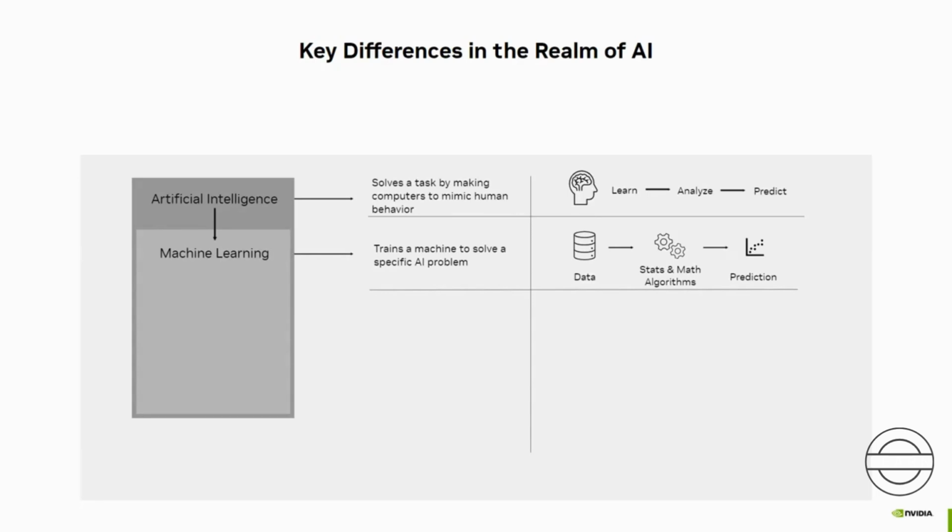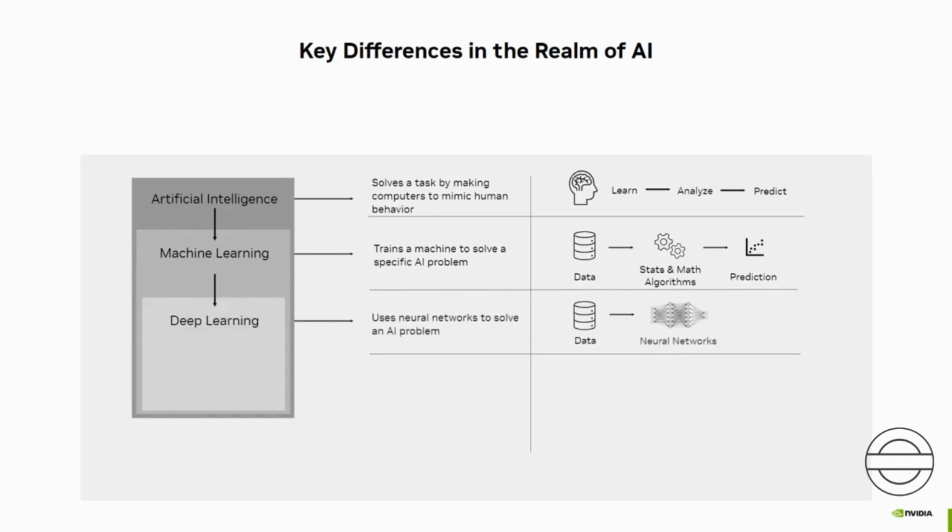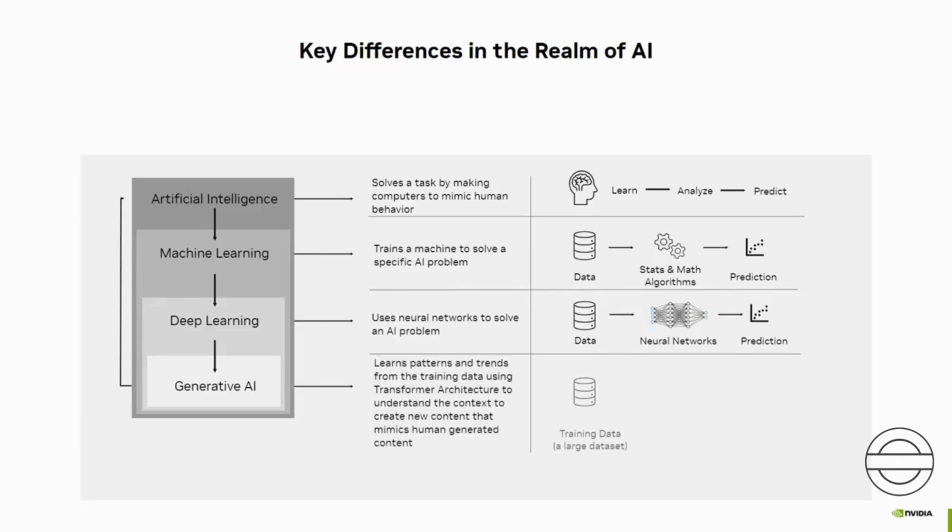One of the most popular machine learning techniques used these days is deep learning. Deep learning uses artificial neural networks to learn from vast amounts of data to solve AI problems, and really shines for use cases involving vision and speech. Generative AI is a type of artificial intelligence that uses machine learning algorithms to learn patterns and trends from the training data using neural networks to create new content that mimics human-generated content.